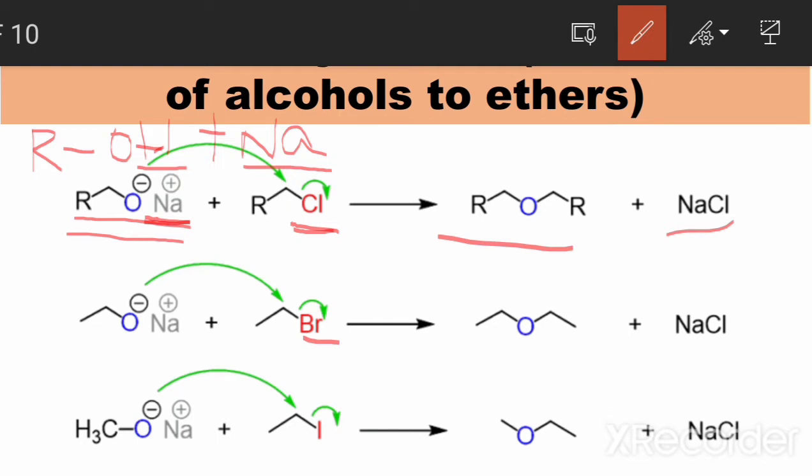The other example is also the same, but with a different halide. This oxygen negative will form a bond with the carbon that has positive charge on it, and this bromine will break its bond with the carbon and form a new bond with the sodium, so it will form sodium bromide.